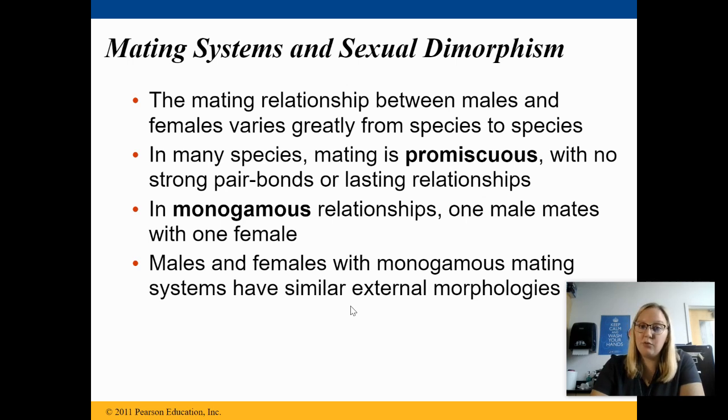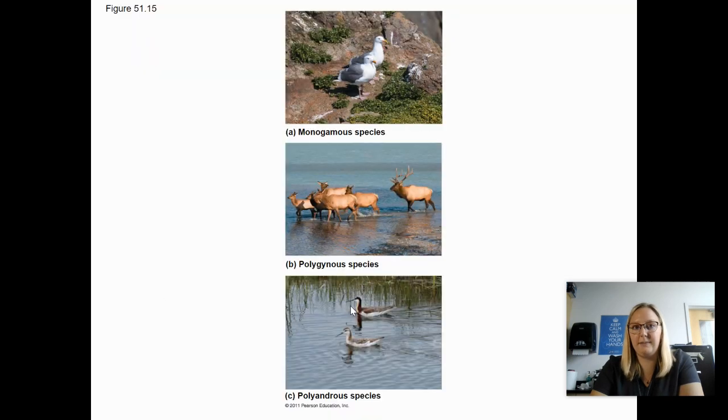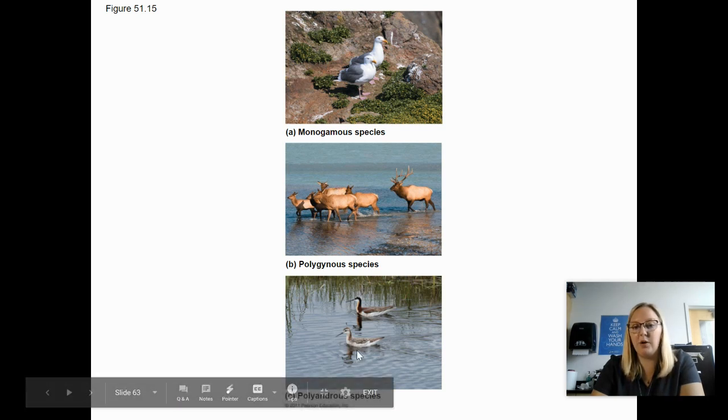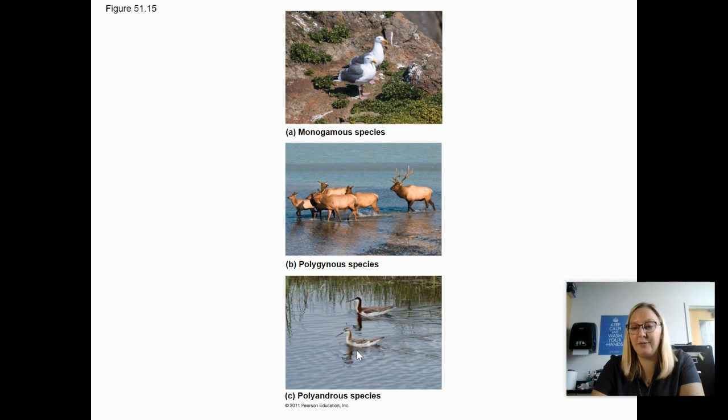In monogamous relationships, one male only mates with one female. Humans are considered a monogamous species. Males and females with monogamous mating systems have similar external morphologies. So, ducks are a species that are monogamous. Deer are a species that are polygamous, which means one male, many females. And this species of bird is polyandrous, which means one female, many males.